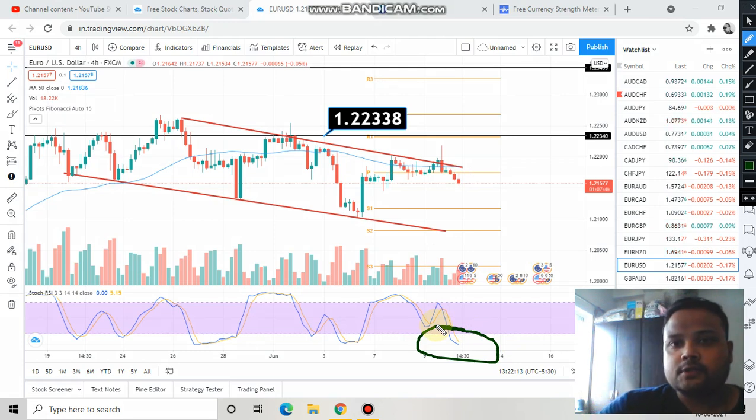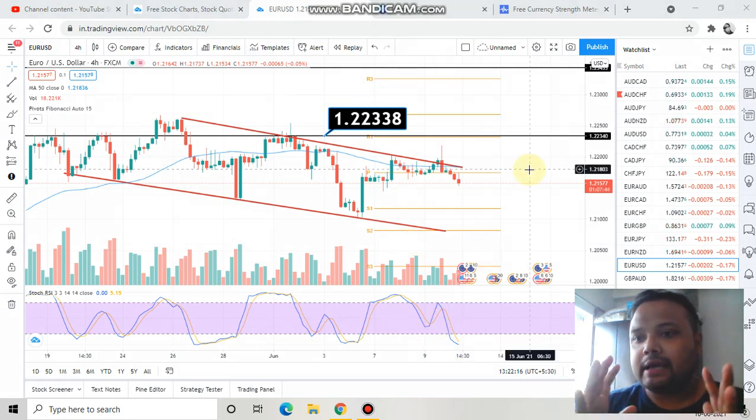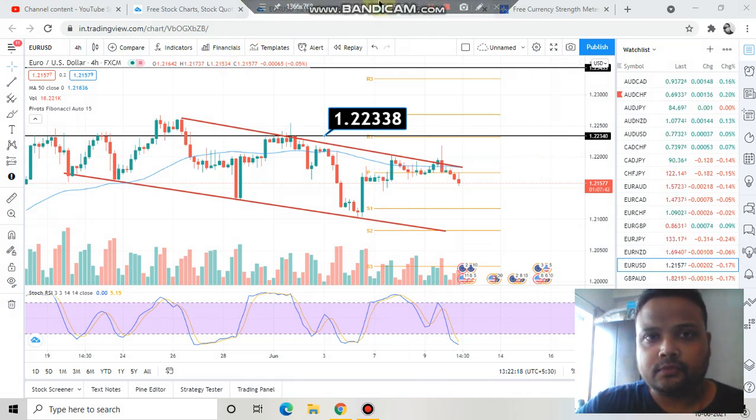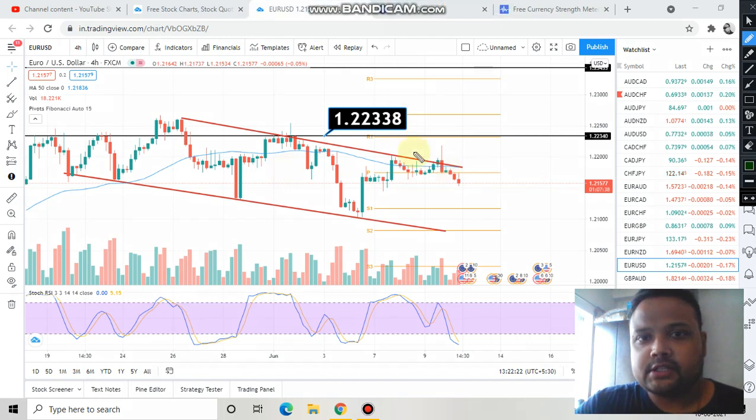Okay, so this is the overall analysis of the EUR/USD chart. Now let's discuss the strategy. The first and foremost strategy is this level. This is our first level.